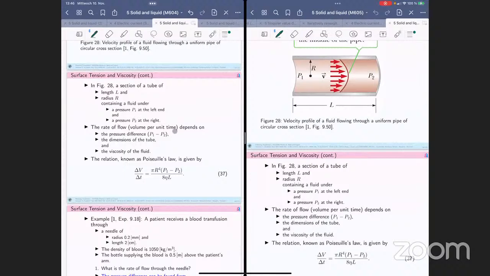And the rate of flow unit, volume per unit time, the rate of flow depends on the pressure difference, P1 and P2. Okay, we're gonna consider the flow rate. Okay, how much fluid would flow per time, and how much fluid would be measured in terms of volume. So the dimension of the tube is another factor that the rate of flow depends on.